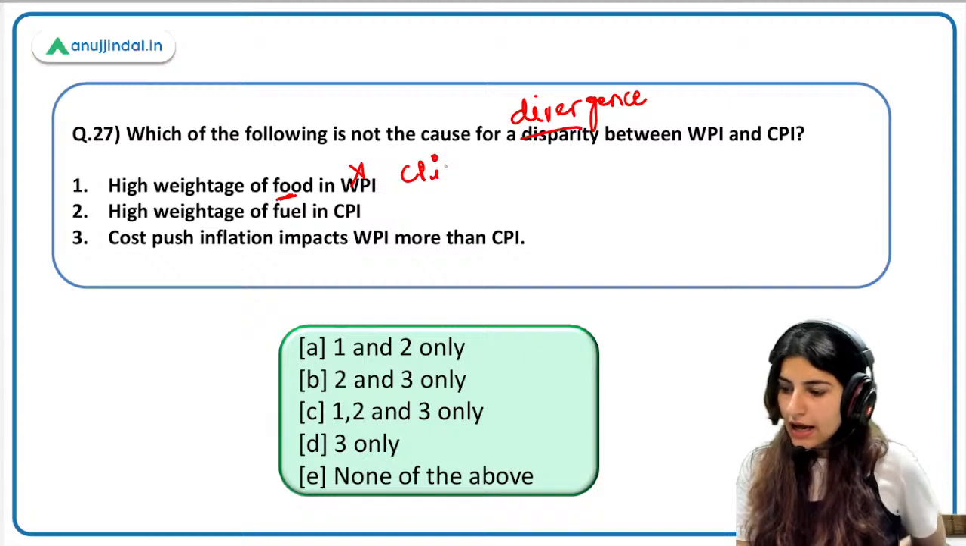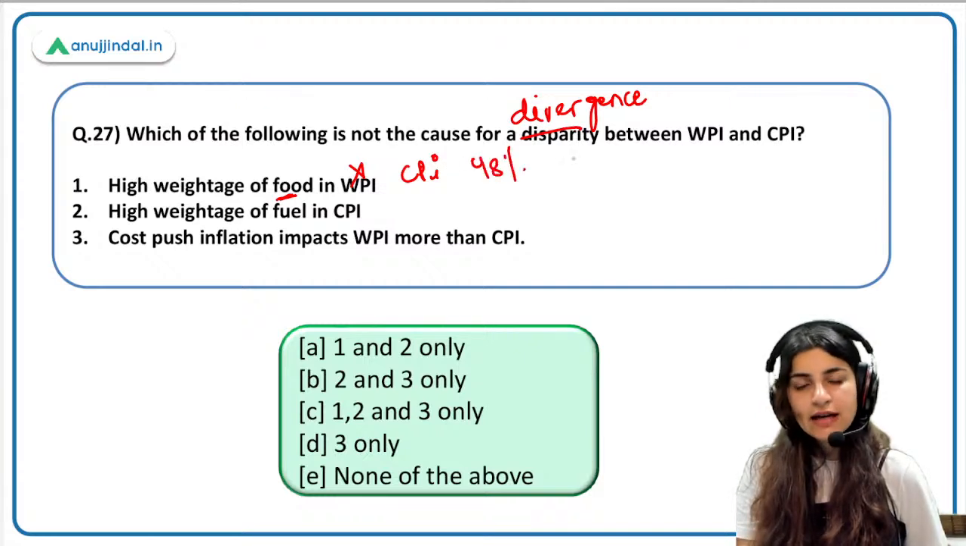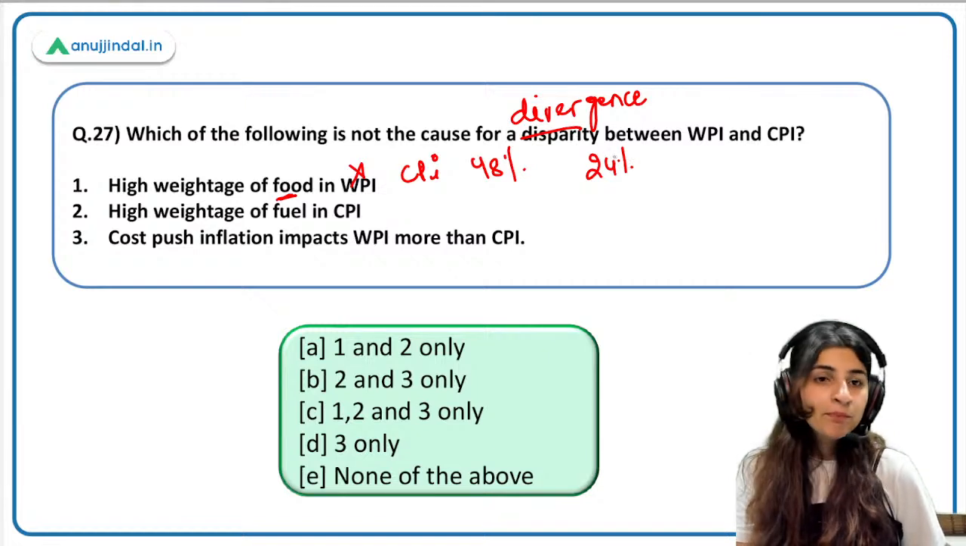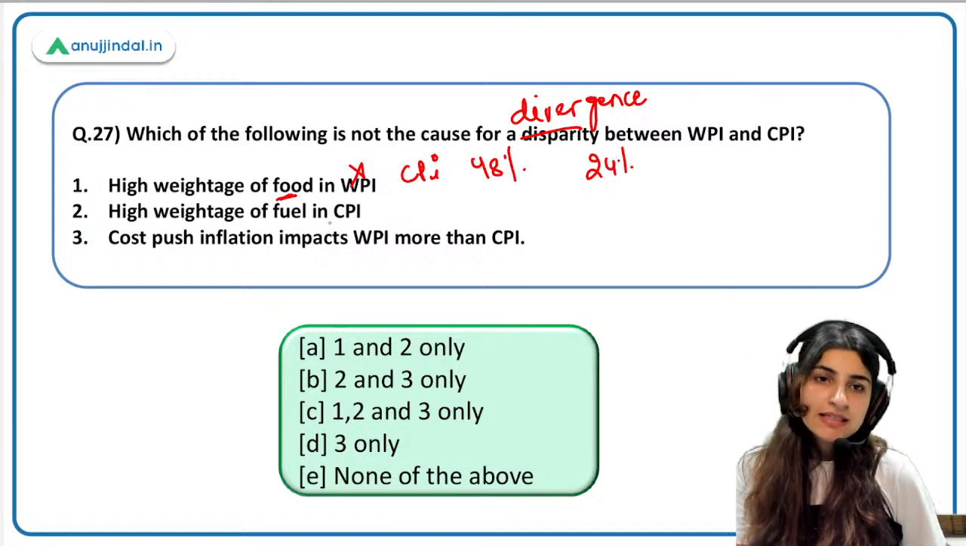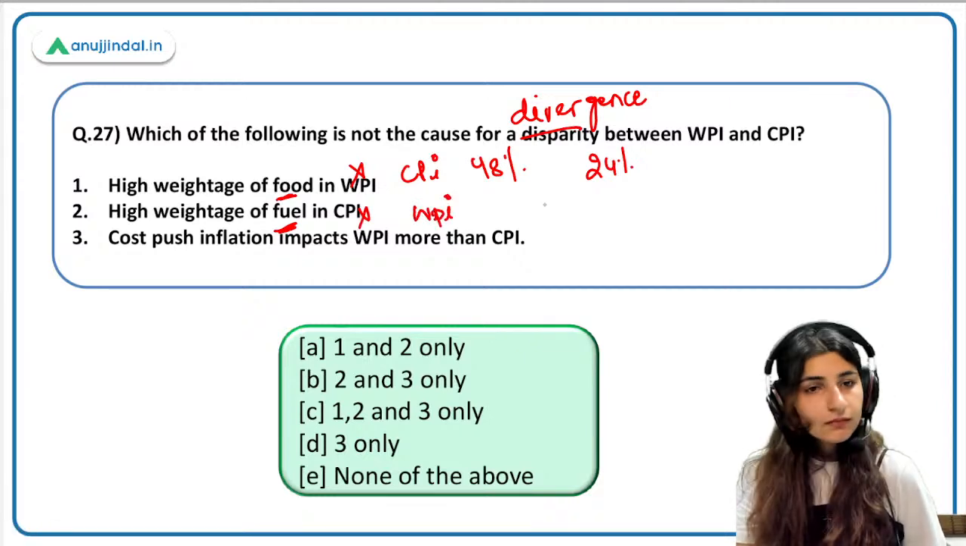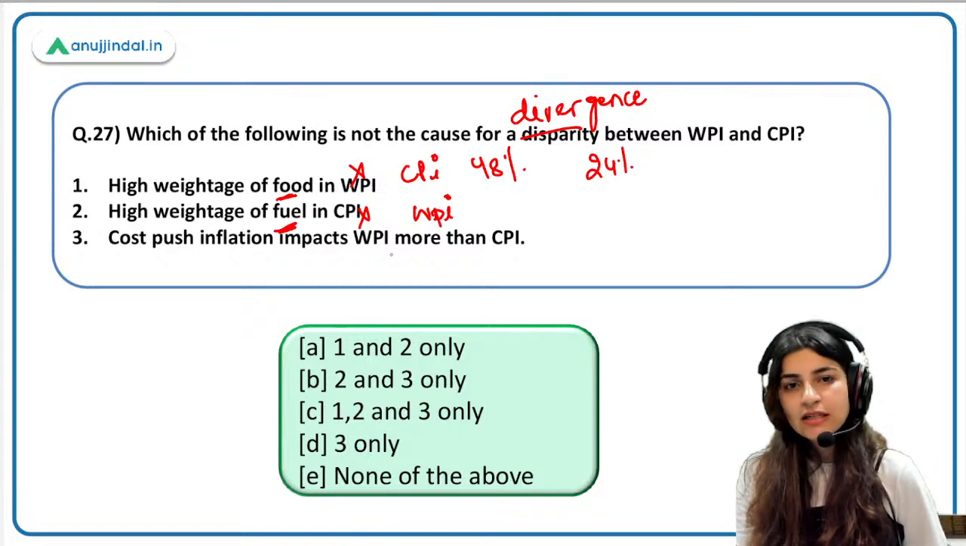The food weightage is high in CPI, it is around 48%, and I think in WPI it is around 24%, 23%. High weightage of fuel in CPI. Again, incorrect. High weightage of fuel is in WPI and not CPI. Cost push inflation impacts WPI more than CPI. This is a correct statement.